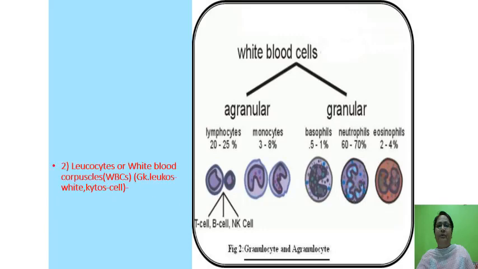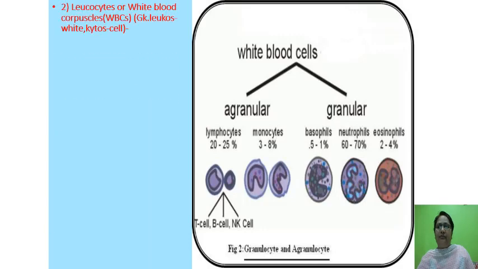Then you have WBCs. So these are the features. Now this is a WBC. It is divided into two. The first is agranular, where granules are absent, and the second is granular, where granules are present. These are the diagrammatic representations of WBC. Agranular cells are divided into two: lymphocytes and monocytes. Lymphocytes are 20 to 25% and monocytes 3 to 8%. The lymphocytes are T cells, B cells and NK cells, and these are the monocytes.